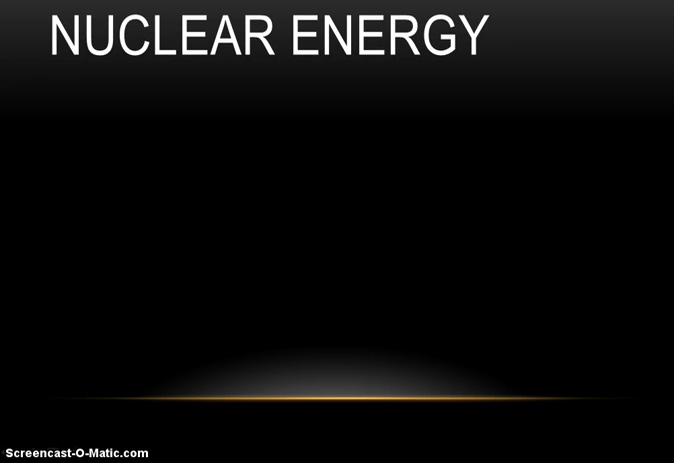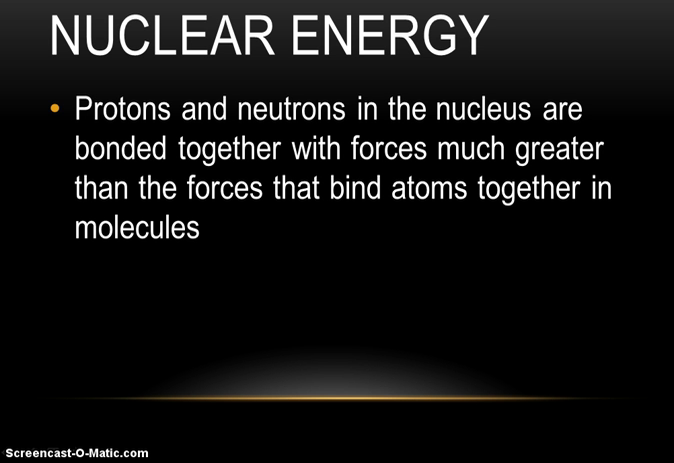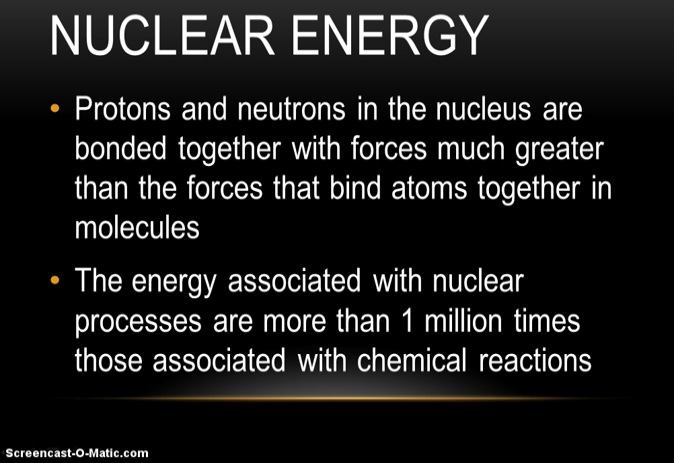What types of subatomic particles are found in the nucleus of an atom? Protons and neutrons. And when we look at protons and neutrons in the nucleus of an atom, they're bonded together with forces that are much greater than the forces that bind atoms together in molecules. And in turn, what this does is it makes much more energy associated with nuclear processes than chemical reactions. About 1,000,000 times more energy is associated with a nuclear reaction than in a chemical reaction.